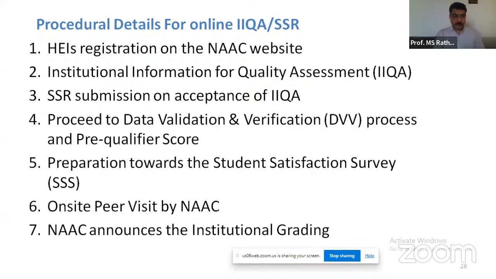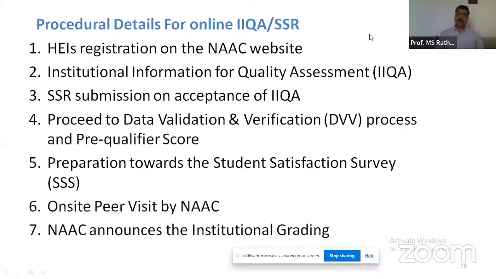Then point number 5 is preparation towards the student satisfaction survey. Once this pre-qualifier is over, NAAC would initiate the process of the student satisfaction survey, and usually it goes on for 1 month. In that satisfaction survey, for affiliated institutes, either 100 responses or 10% would be needed, whichever is lesser. And for universities, it is 500 or 10%, whichever is lesser. Once this data has been submitted online, this metric would be taken for the assessment.